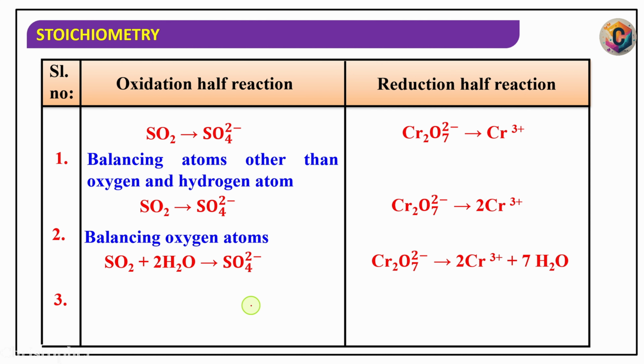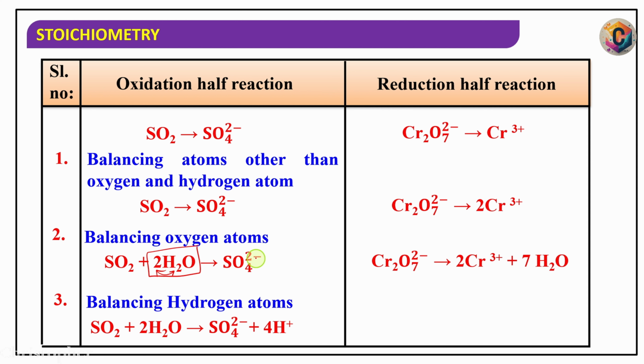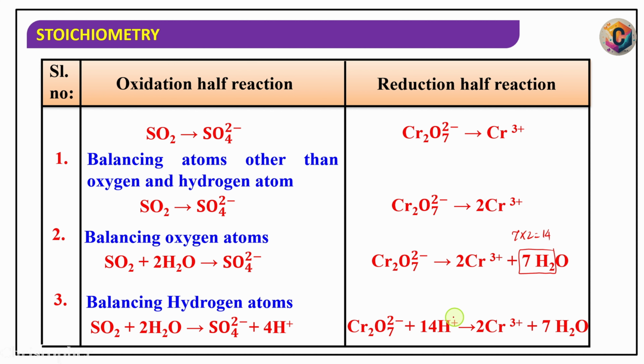Got it? The third point is to balance hydrogen atoms. When you introduce 2 water molecules on the left hand side, the number of hydrogen atoms here becomes 4. To balance oxygen atoms, we introduce 7 water molecules. Now what do we need to do? We need to balance the number of hydrogen atoms present. So here we have 14 hydrogen atoms. To balance hydrogen, I have introduced 14 H+ on the left hand side.